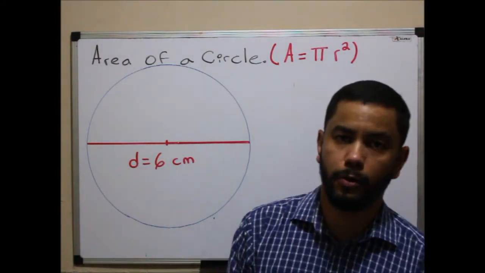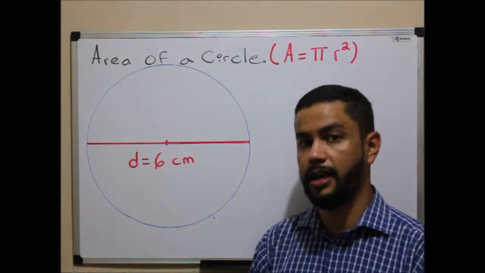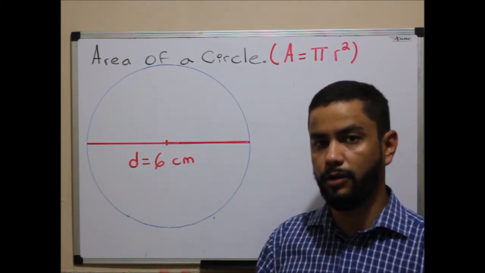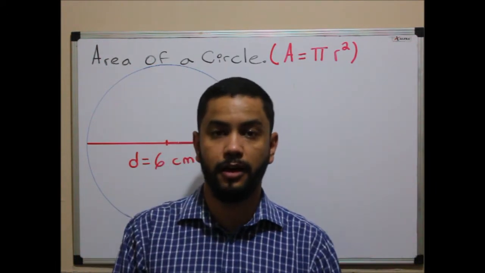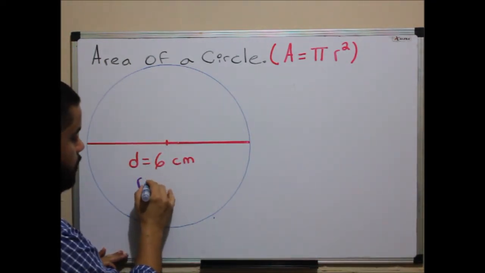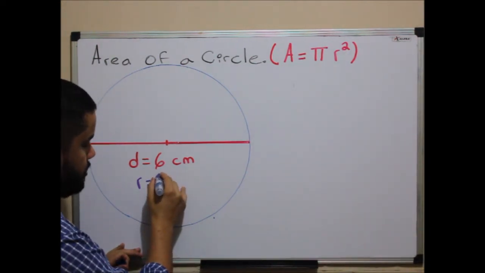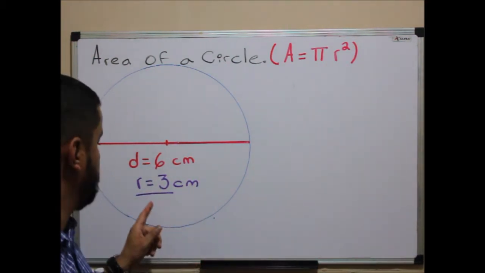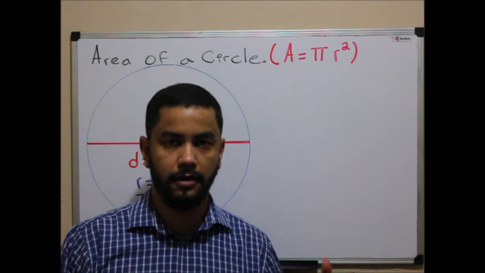Okay, now let's work with the second example. We have a circle, and this time we're given a diameter. We need to find its area, but first of all we're going to change the diameter that we have as data into the radius. So if our diameter is 6 centimeters, our radius will be half of 6, which is 3 centimeters. We're going to use those 3 centimeters as our data to work out the area.